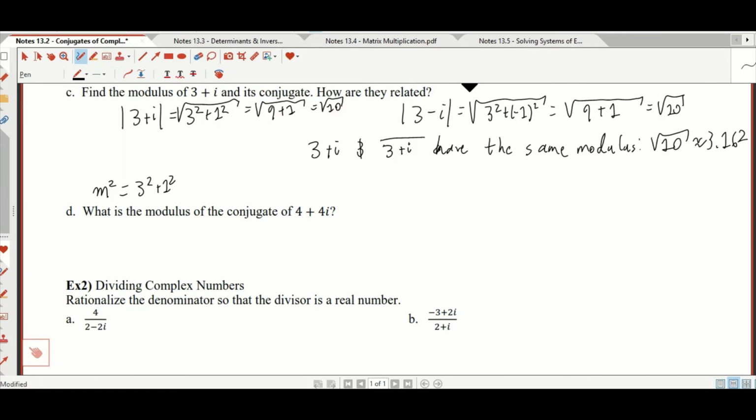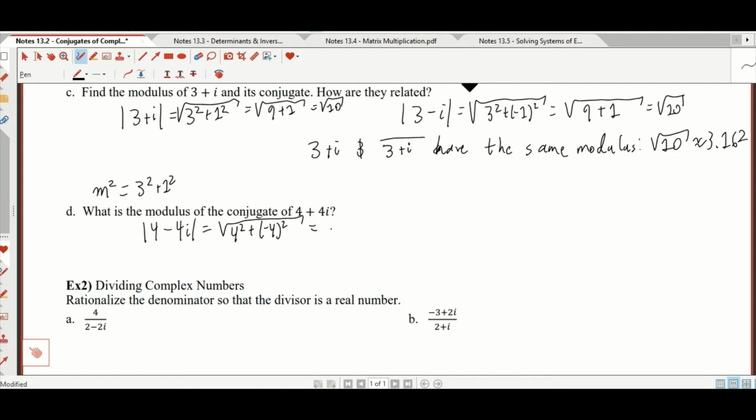What is the modulus of the conjugate of 4 plus 4i? Well, theoretically, it should be the same as the modulus of 4 plus 4i, but you know what? We'll just go ahead and go straight. That's going to be the square root of the real part squared plus the imaginary part squared.